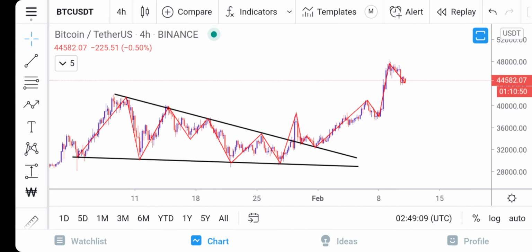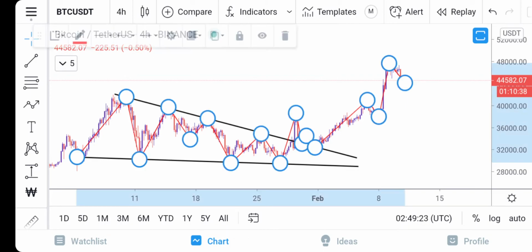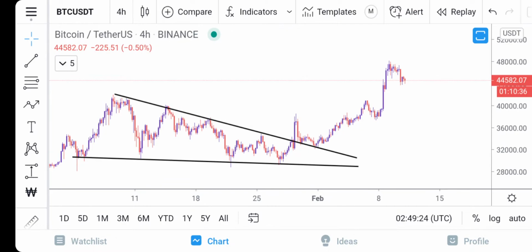As you can see, we have a chart pattern which is a falling wedge, which is bullish, and we have the price moving inside the chart pattern till it broke out. So that's my illustration for that.